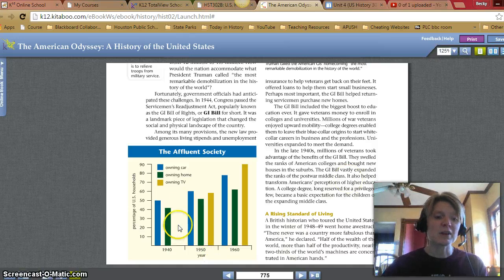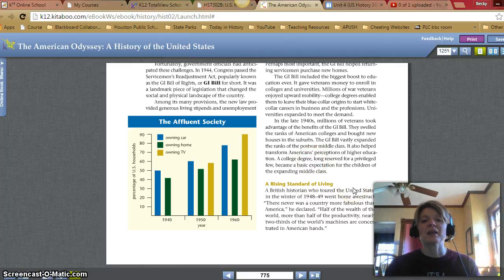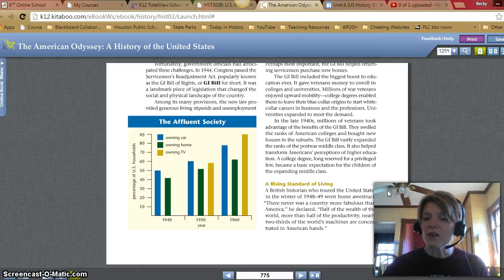And when you see this graph here of the growing affluent society, and see how it changed from the 40s to the 50s and then on to the 60s, the rising standard of living. A British historian who toured the United States in the winter of 1948-49 went home awestruck. There never was a country more fabulous than America, he declared. Half the wealth of the world, more than half the productivity, nearly 2/3 of the world's machines are concentrated in Americans' hands.